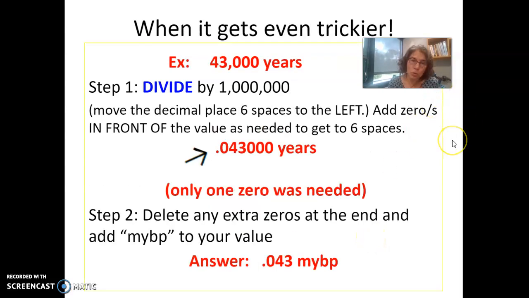Can it get trickier? Sure. What if you're dealing with a value that is less than a million? So let's say we're starting with 43,000 years. Steps are still the same. We're going to divide by a million. Again, that's the same as dividing by 10 to the 6th or moving the decimal place over 6 places to the left. So that would make this 0.043. We'll have some extra zeros at the end. We can lop those off, and our final answer for 43,000 years would be 0.043 million years before present.